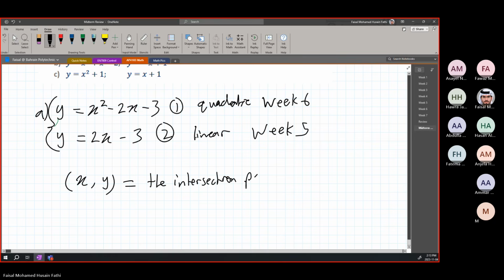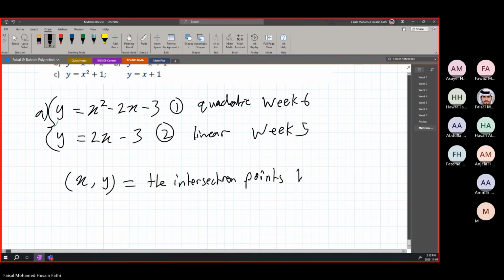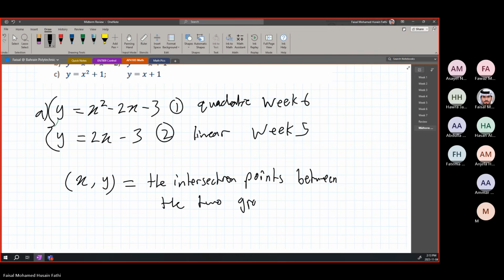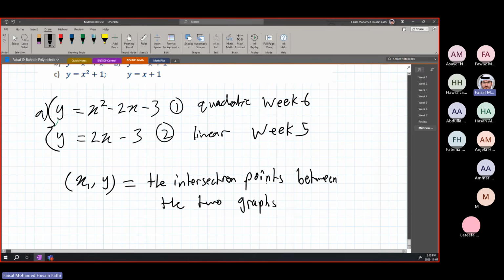between the two graphs. So that's what the x and y values you find are. In the case of a quadratic, you might have x1, y1, and x2, y2. So there are two points of intersection, or one point of intersection, or no intersection, which means no solution. They also call this the solution, either the intersection points or the solution.